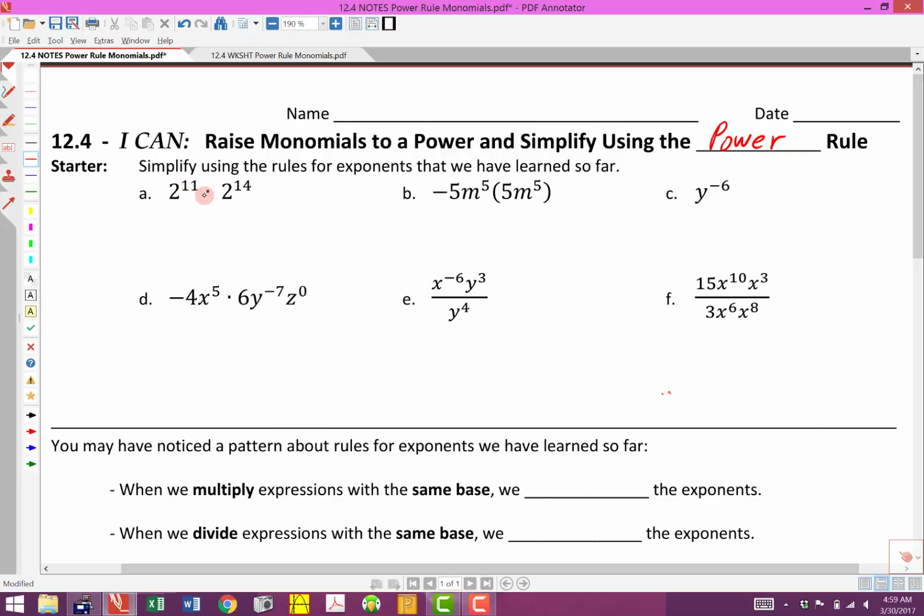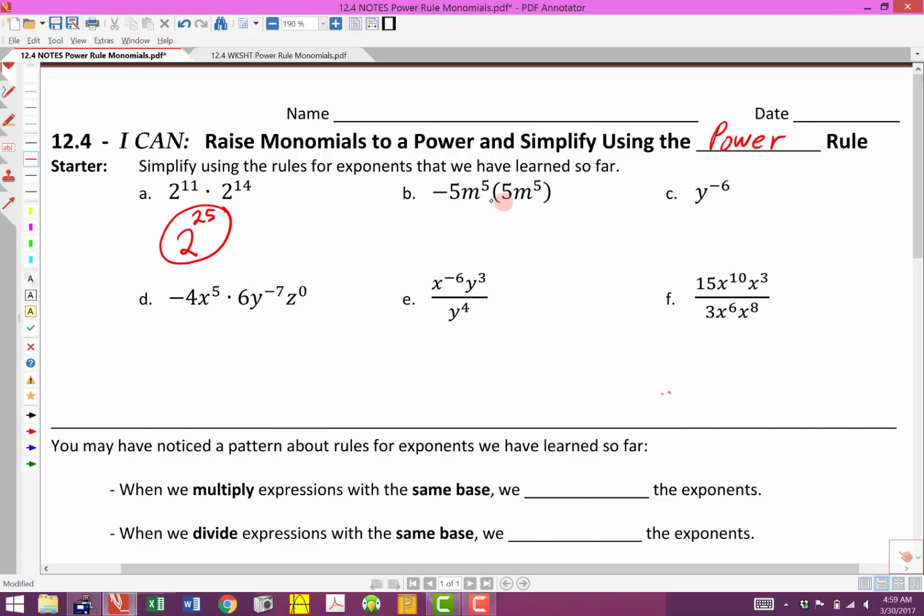We have 2 to the 11th times 2 to the 14th. So we're going to use the product rule for exponents here. If the bases are the same, the base stays the same, and we add the exponents together. So we have 11 plus 14. 11 plus 14 is 25, and we're just going to leave it like that.